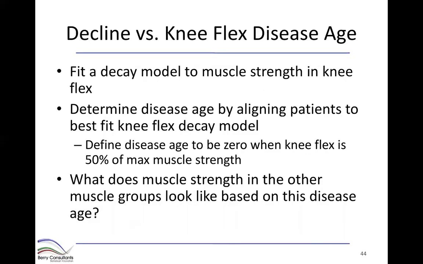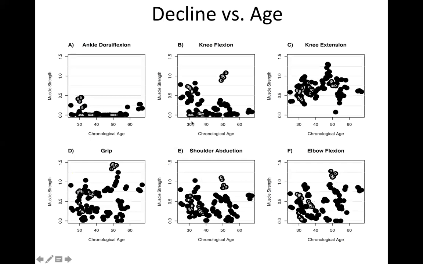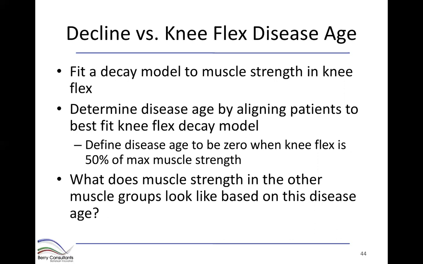So our first proof of principle exercise was to create this knee flexion-based disease age. So fit some sort of decay or disease progression model to muscle strength in the knee flexion, then move the subjects left and right on this x-axis so that they fit that line very well, and call this the knee flexion disease age. This is based on your knee flexion score. This is the stage in which we think you are in the disease. Then look at all the other muscles and see if we have a clearer picture of decline.